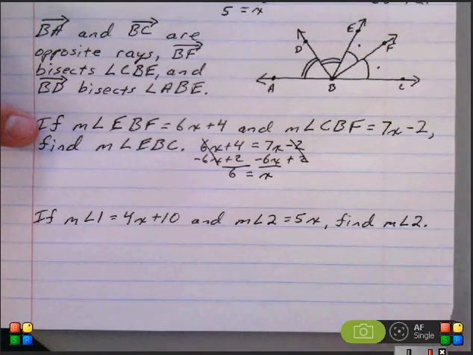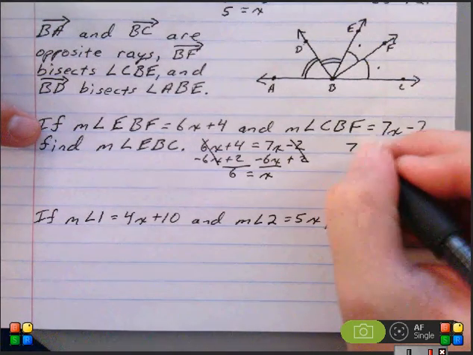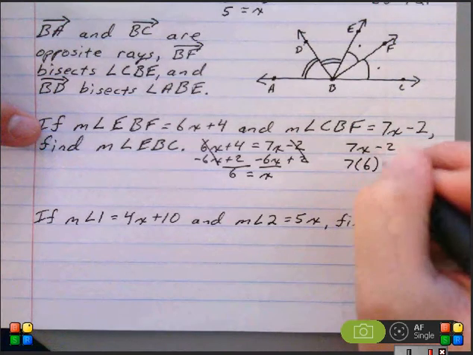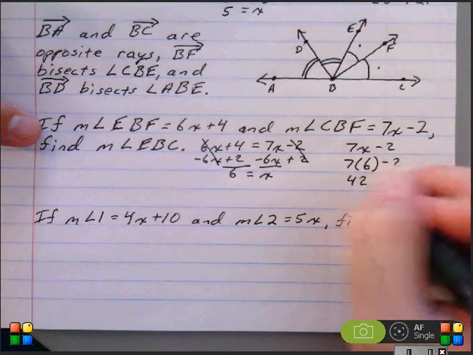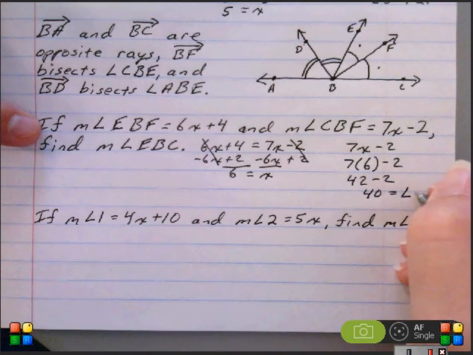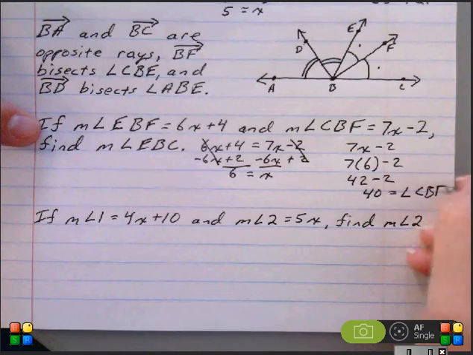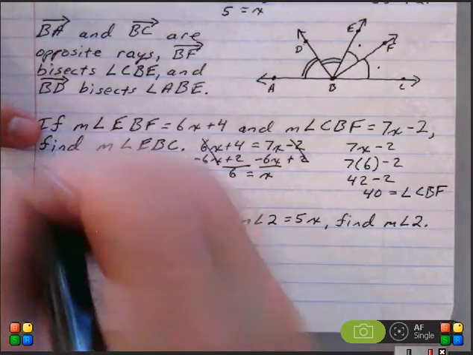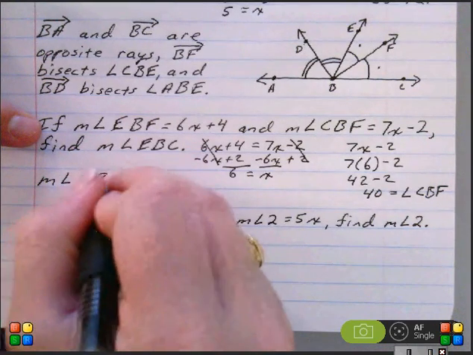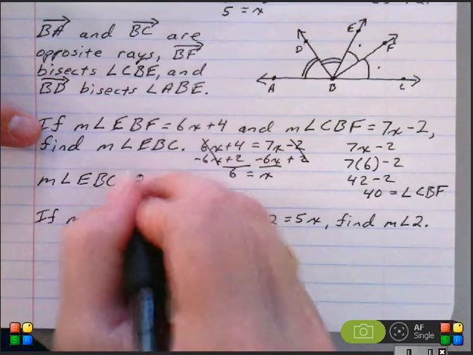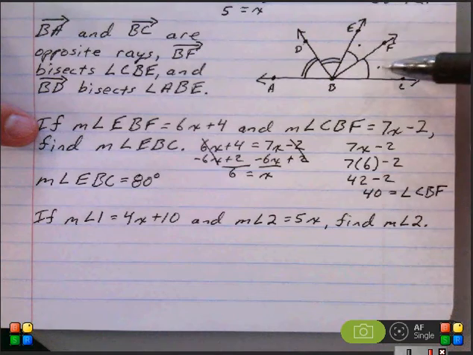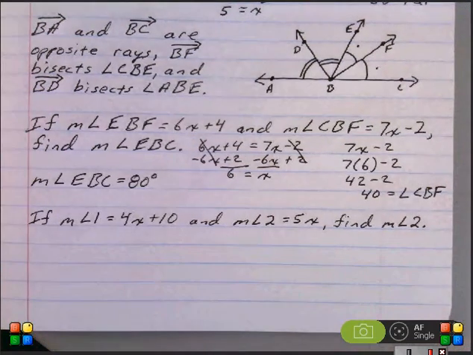But I need to know the big angle, so I'm going to plug it back in. So 7x minus 2. So I've got 7 times 6 minus 2. So this is 42 minus 2. We end up with 40 equals the measure of angle CBF. And I want the big angle, so times 2. So the measure of angle EBC equals 80 degrees, because it is twice as big as this. This is 40, this is 40, so the whole thing is 80.